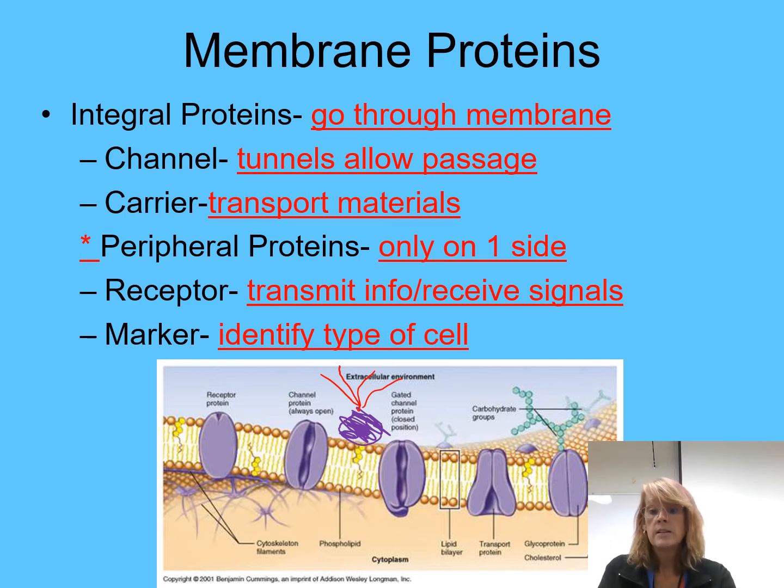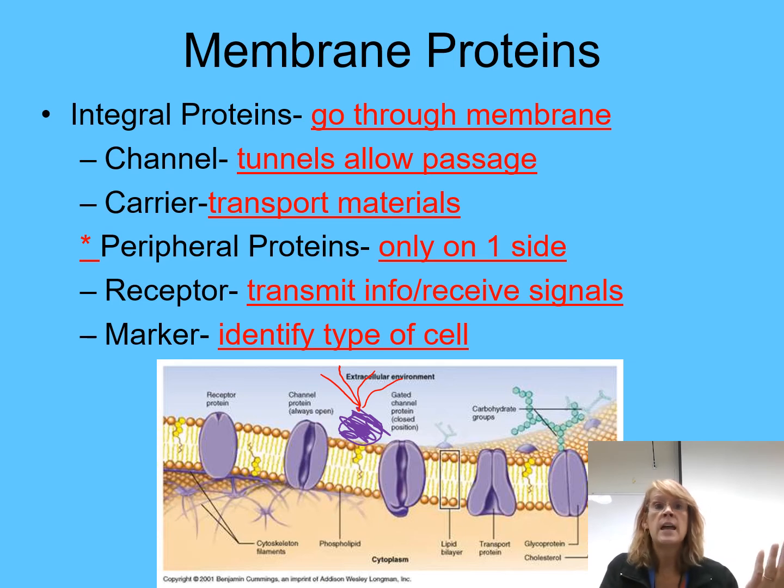And like I mentioned, some of these are what we call marker proteins. These will mark that cell. For example, every cell in your body has the same marker protein on it. That's how your body knows it's your cell. That's how your immune system works. Your immune system doesn't know if something's a bacteria or a virus. It just knows it's not yours because it doesn't have your protein on it.